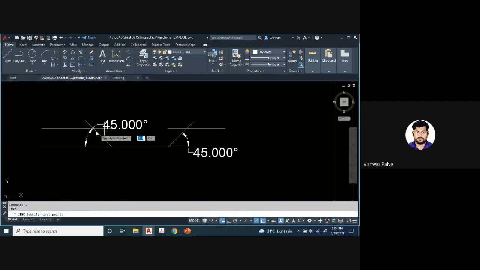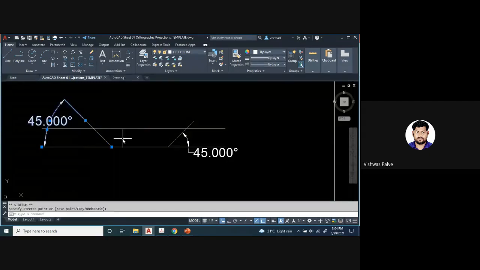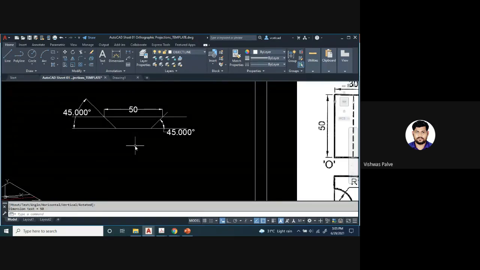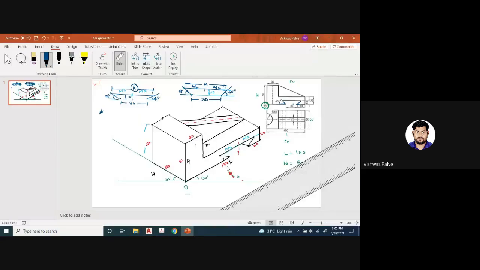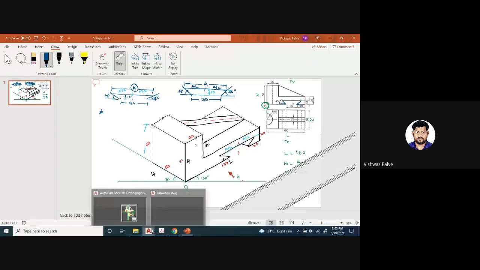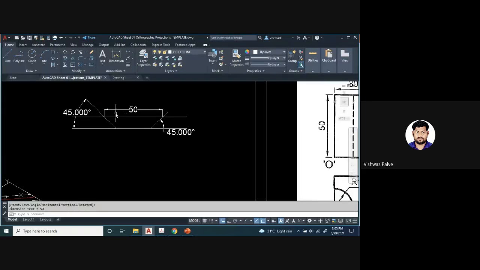L enter from this point, connecting. Now I will use the linear distance between these two points. How much is that distance? 50 millimeter. In the earlier year, I was using a normal method. So I have drawn it, and we got the dimension.